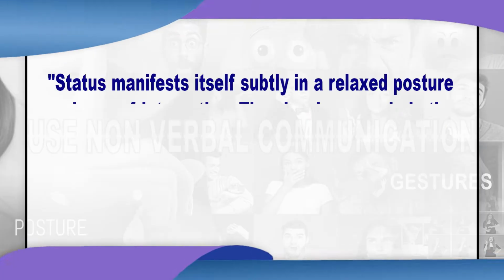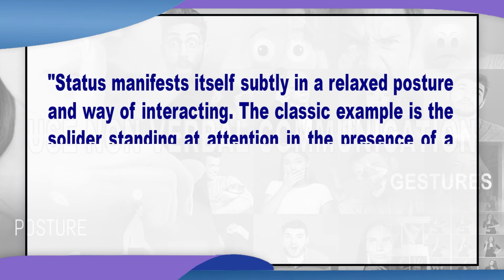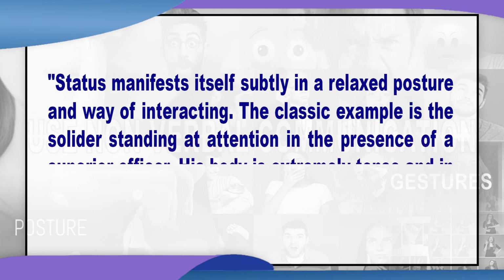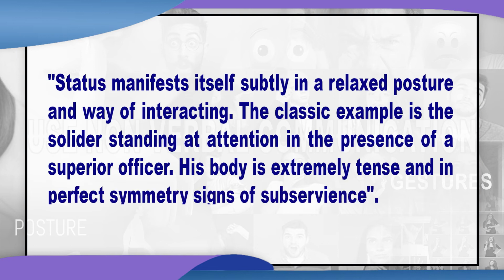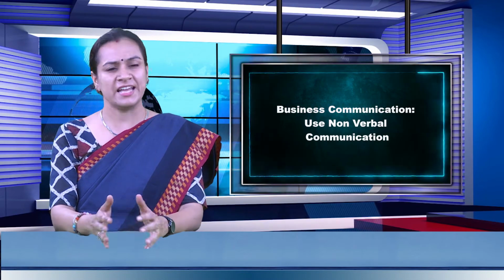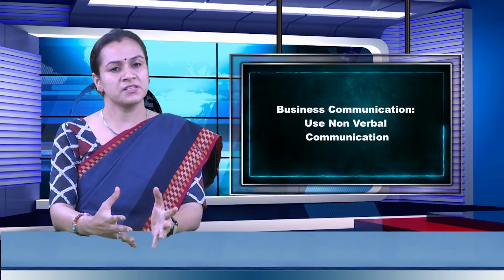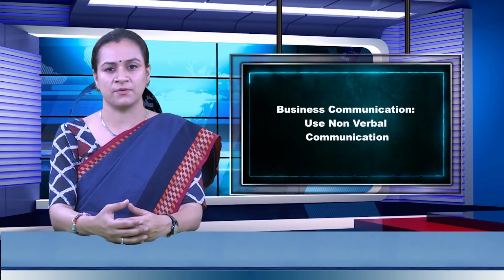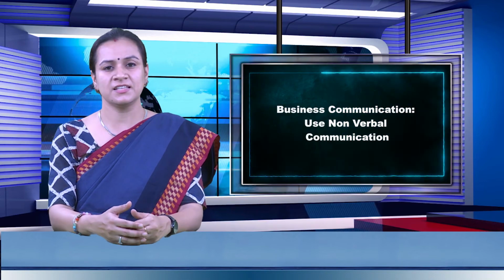He says, status manifests itself subtly in a relaxed posture and way of interacting. The classic example is the soldier standing at attention in the presence of a superior officer. His body is extremely tense and in perfect symmetry, signs of submissiveness. Almost the same situation prevails in any other organization when a junior worker has to appear in the presence of a senior executive or officer. It is their status and role relationship that is reflected in this way.